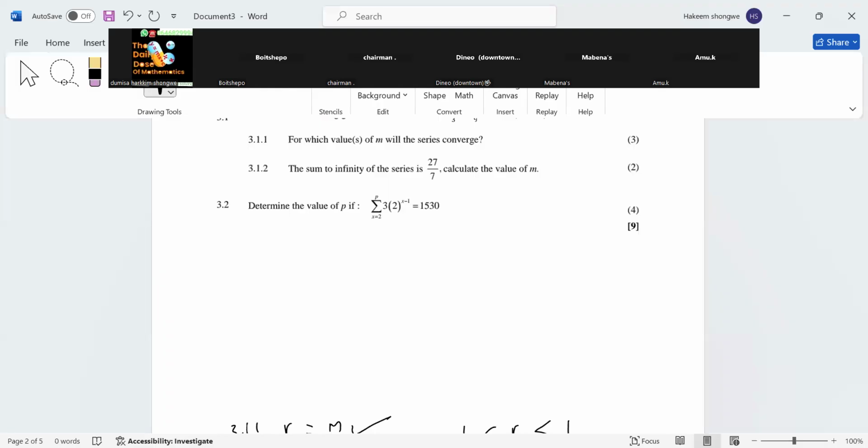Things. The question says we should determine the value of P. And what is P? P is the value on top. Every time we're given a sigma notation, a learner should remember that first thing first, you are supposed to expand and get the series.